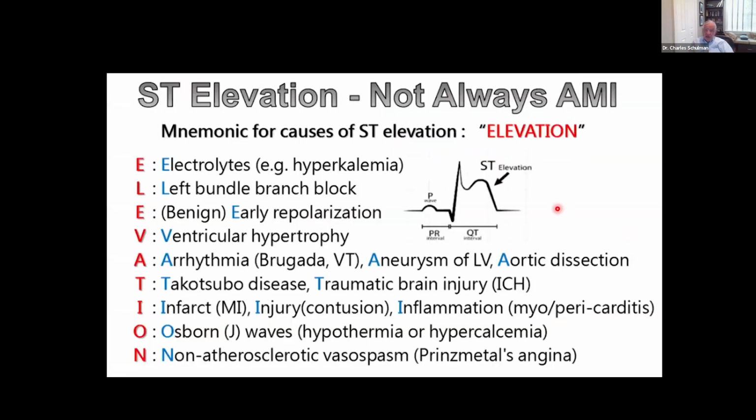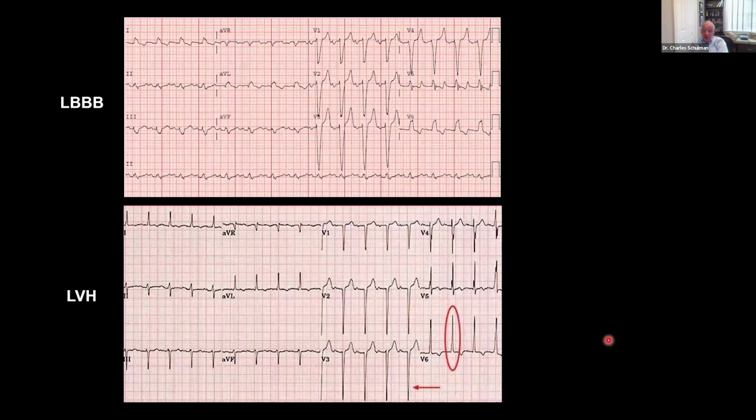Now, ST elevation is not always due to acute myocardial infarction. This is a mnemonic for the causes of ST elevation. Electrolytes, left bundle branch block, early repolarization, left ventricular hypertrophy, arrhythmias, VTAC for example, Takotsubo disease, which we don't have time to show. It may be due to infarction, and it may be due to coronary vasospasm. So let's look at some of these things.